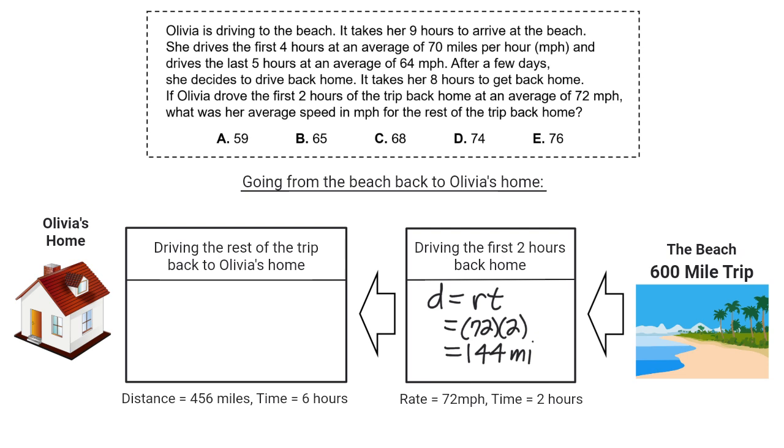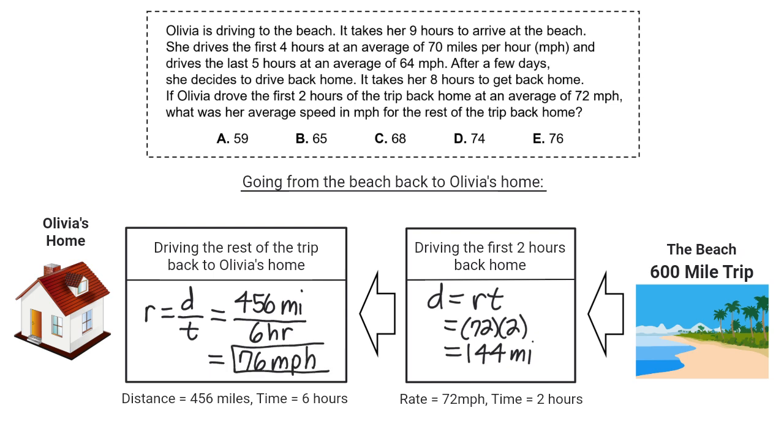So now we can figure out the average speed she went for the rest of the trip back home. In other words, the last 6 hours back home. And rate is equal to distance over time. And we know the distance she has left to cover is 456 miles, divided by the 6 hours she has left over. And that's going to give you a speed of 76 miles per hour. So for the last 6 hours, or the rest of the trip back home, her average speed was 76 miles per hour. The answer is E.